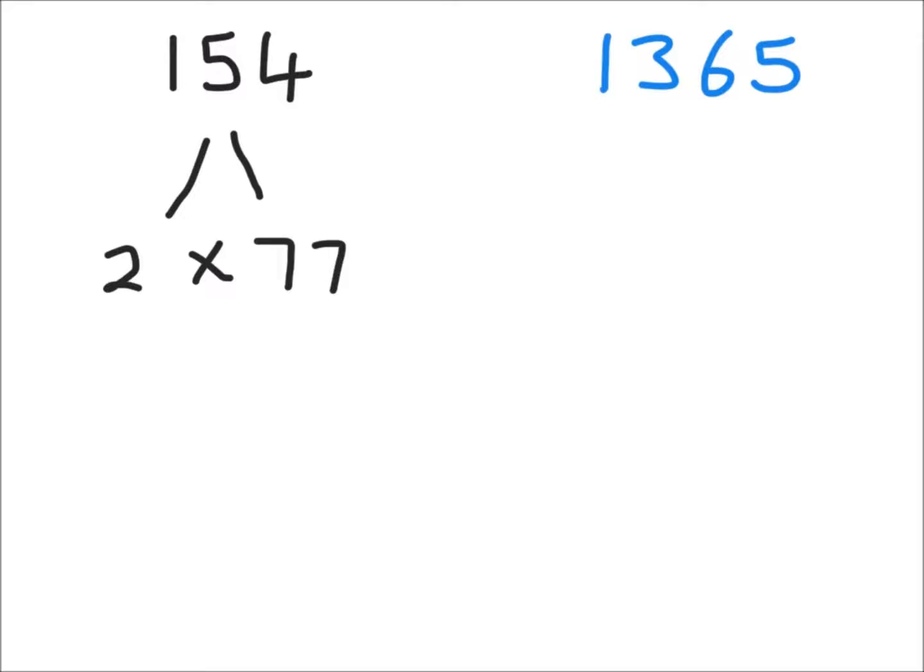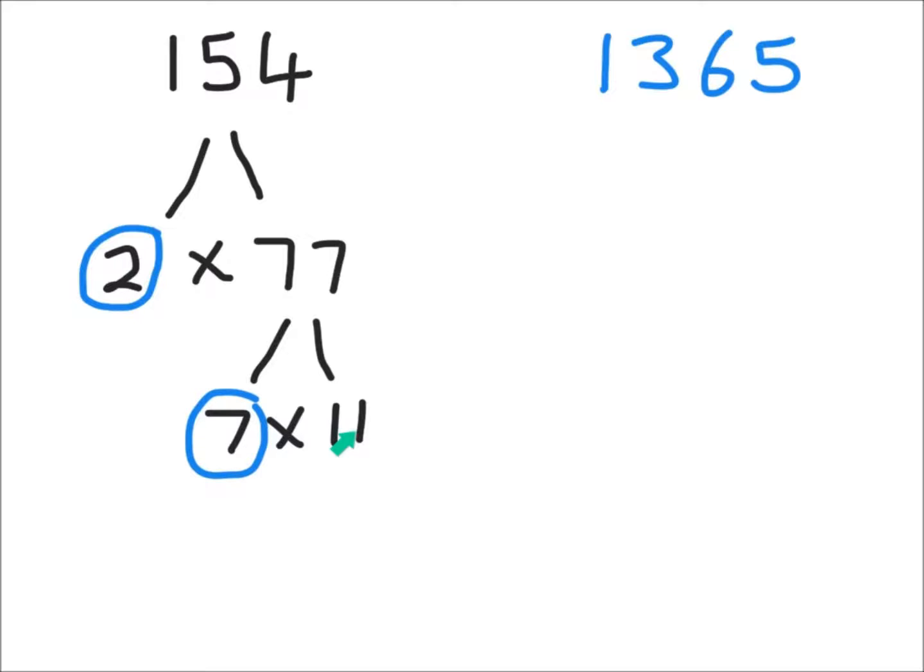So we've got 2. Is it a prime number? Yes, it is. Let's circle it. We're done. 77. Is it a prime number? No, it's not. So we need a times table that has a product of 77. I know that it's in the 7 times tables. 7 multiplied by 11. Let's look at each of those in turn. Is 7 a prime number? Yes, it is. Is 11 a prime number? Yes, it is. So we've now finished. We've found the prime factors of 154.